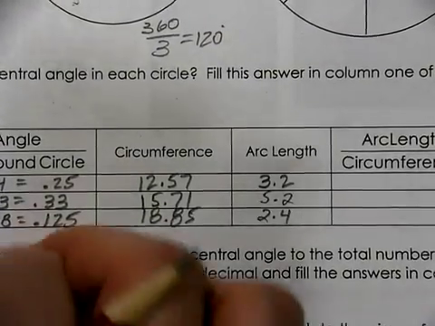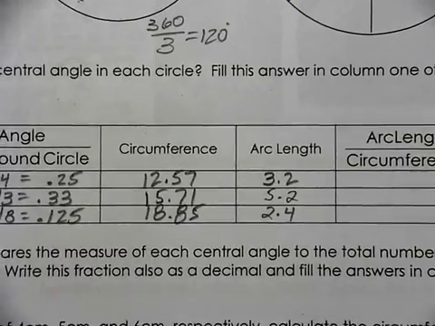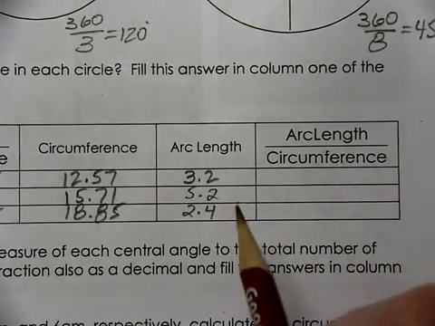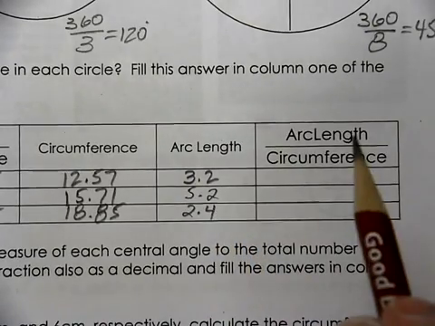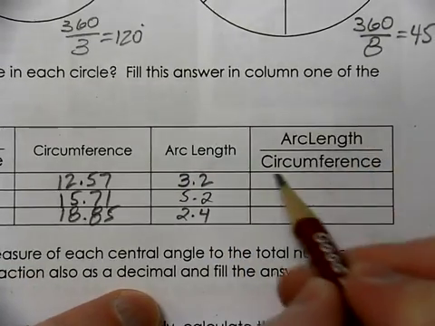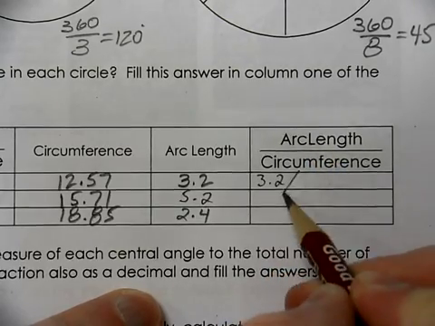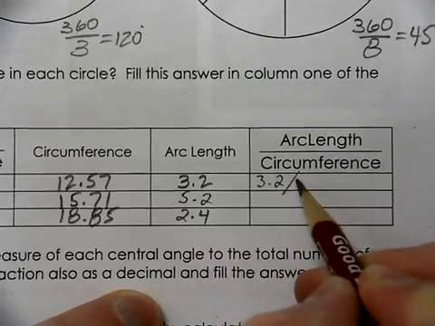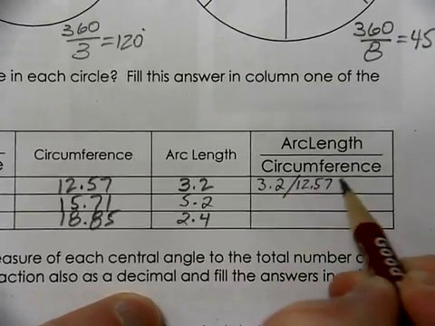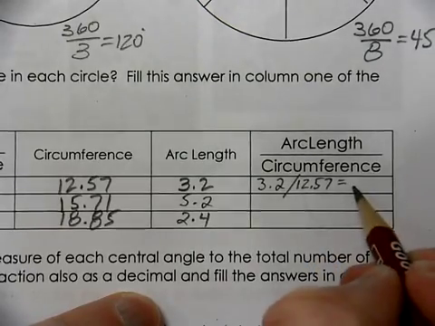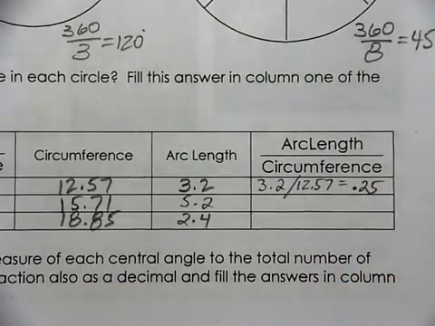So if that is each arc length, now we're going to take the arc length, which we had to do measuring, which is not very accurate. That's why we're only doing it to the nearest tenth. But still, not super accurate. Let's see how it comes out when we do our comparisons. We're going to take the 3.2, the arc length, and divide that by the circumference, which was 12.57, and we'll come up with 0.25.